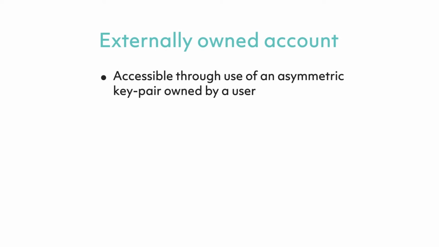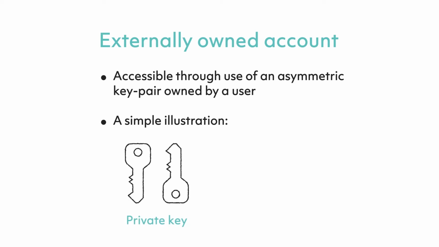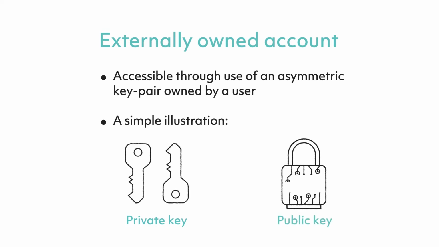An externally owned account is only accessible through the use of an asymmetric key pair that is owned by a user. A simple explanation of how this works is as follows. A user has to sign a transaction with the private key to change their account state. The private key is only known to the user. Other nodes will verify the transaction's validity by using the user's public key.